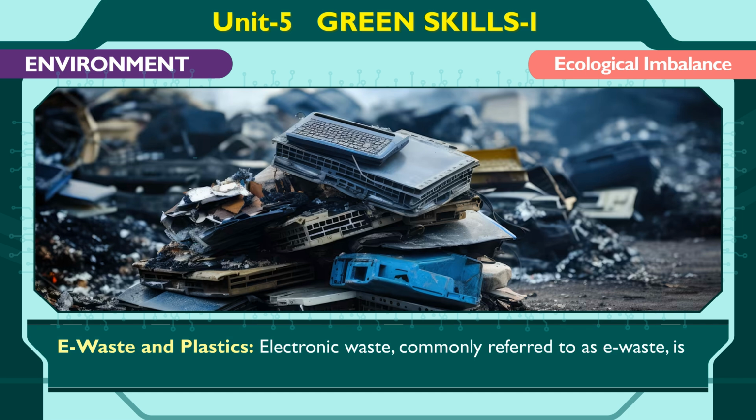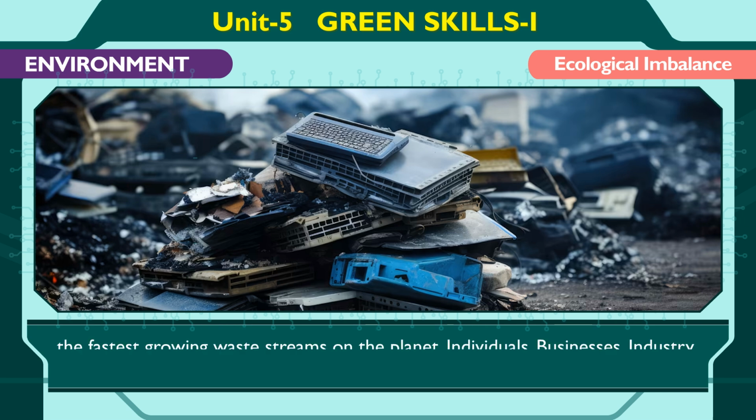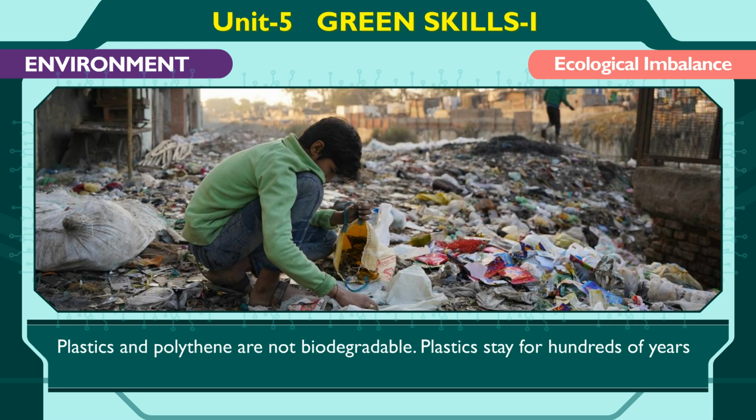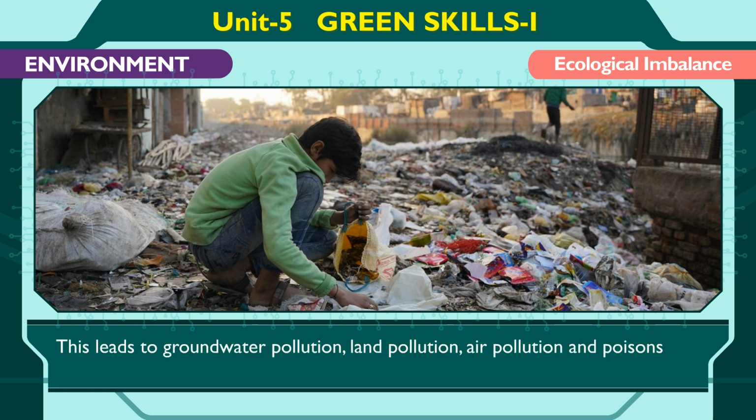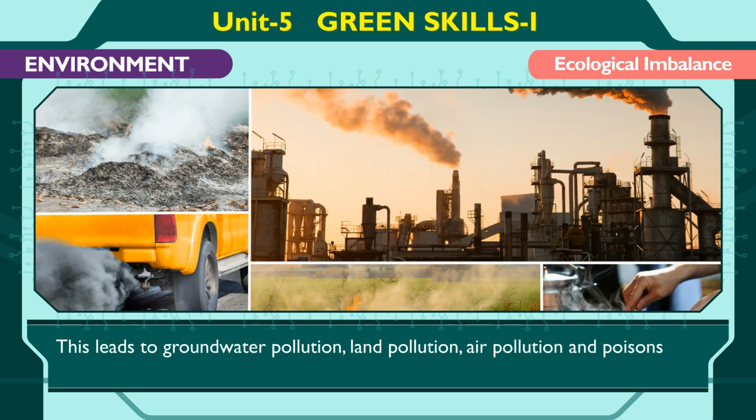E-waste and plastics. Electronic waste, commonly referred to as e-waste, is any electronic device that has been discarded by its former user and is one of the fastest growing waste streams on the planet. Individuals, businesses, industry, and government form part of its target users. Plastics and polythene are not biodegradable. Plastics stay for hundreds of years and can be hazardous to wildlife as it throws toxins into the environment. This leads to groundwater pollution, land pollution, air pollution, and poisons our food chain.